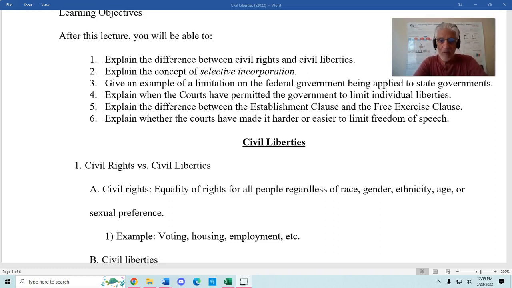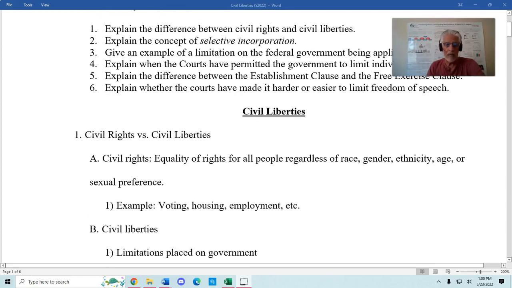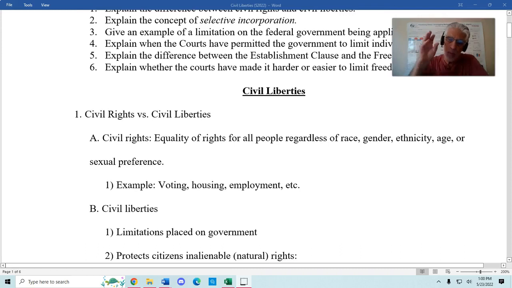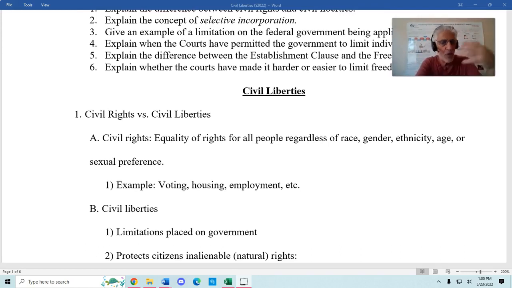You'll be able to explain the difference between the Establishment Clause and the Free Exercise Clause in the First Amendment. And you'll be able to explain whether the courts have made it harder or easier to limit freedom of speech. So with that in mind, when we talk about civil rights, we're talking about the idea of equality of rights for all people regardless of their race, gender, ethnicity, age, sexual preference or orientation, anything like that.